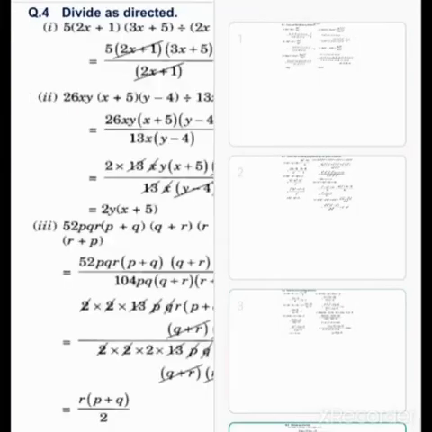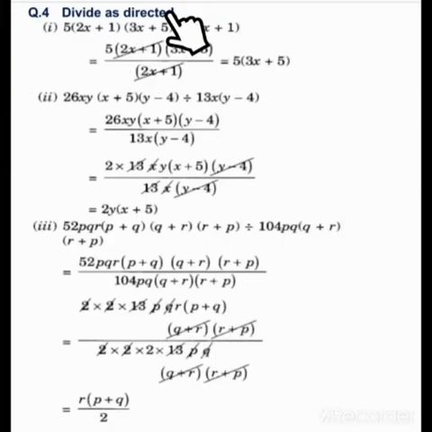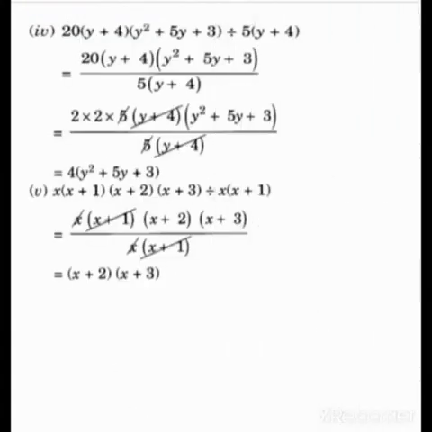Now come to the question number 4. Divide as directed. You have to take polynomial divide by monomial or polynomial divide by polynomial, and then you can split it or directly cut it. So your answer will come. Now here 5 multiply (2x plus 1) multiply (3x plus 5) divided by (2x plus 1). Directly it is given, directly you have to cut it, because here plus sign is not given, multiplication sign is given, so you have to cut it. Same as second one, directly you have to cut it. Your answer came. Same as fourth one and same as fifth one.